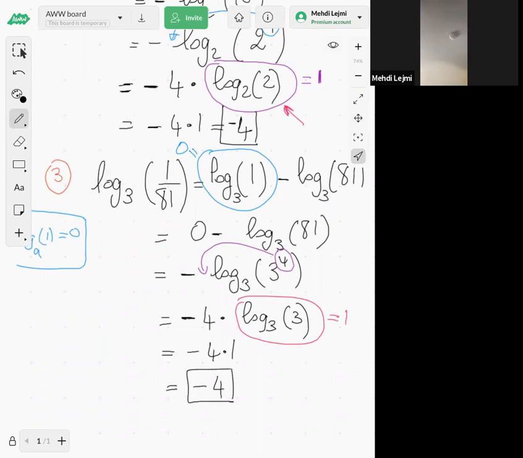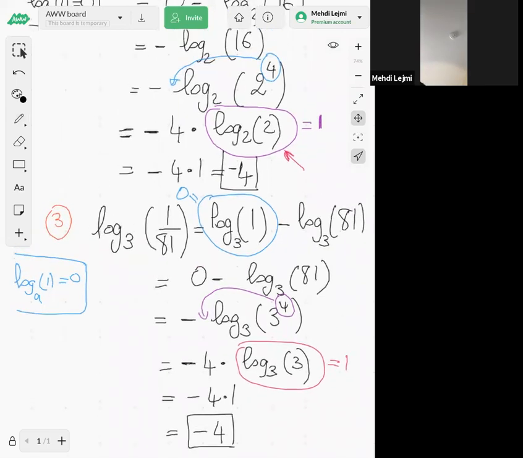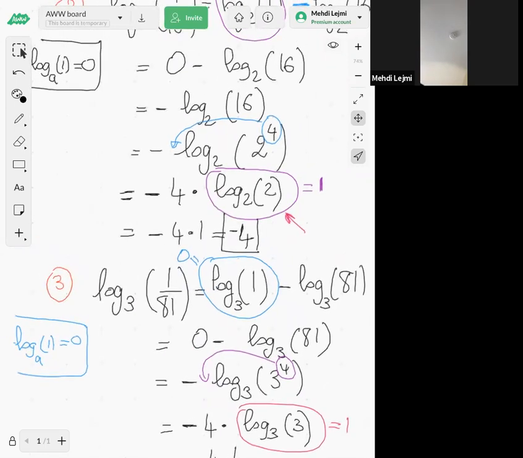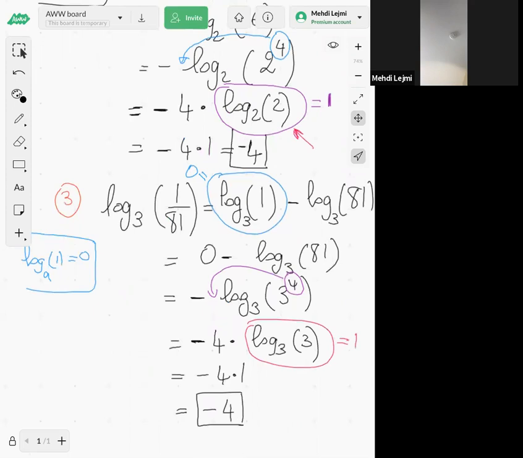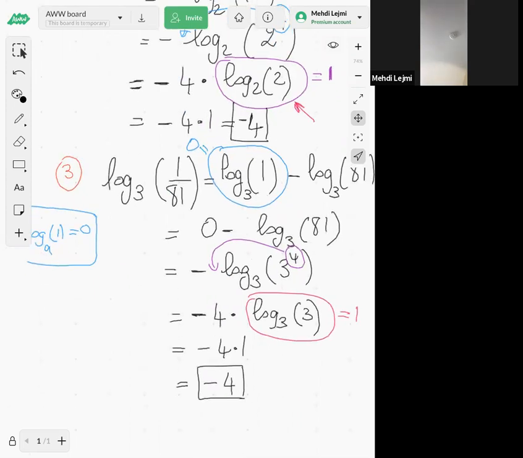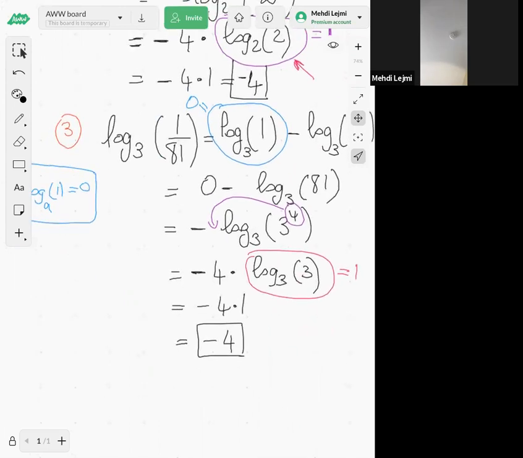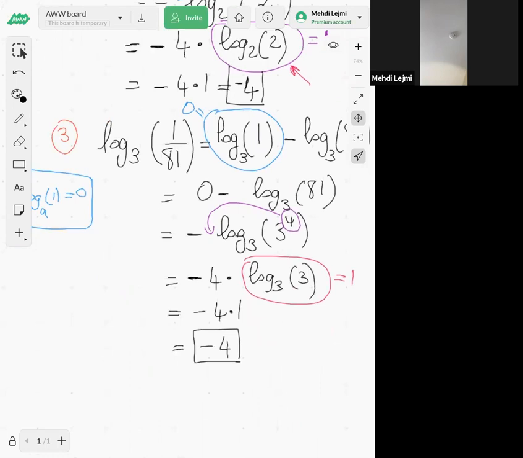All right. Any questions, guys? So we have all these important properties of the log. You have to remember all these properties because they are very useful when you want to simplify your log. Any questions, guys? All right, then we can move to solving log and exponential equations.